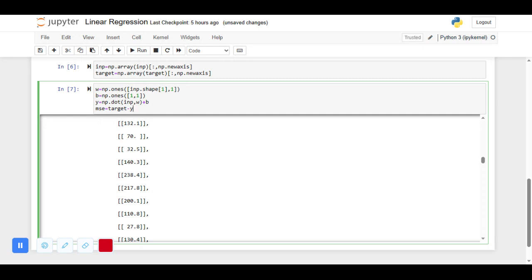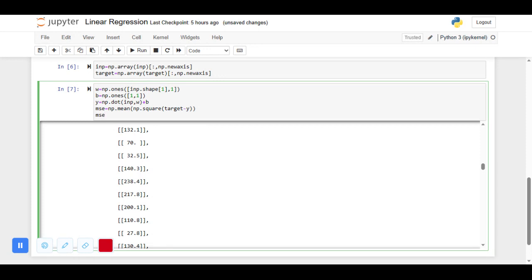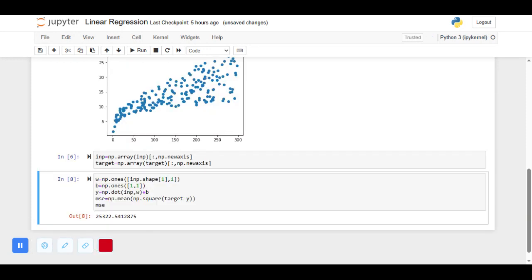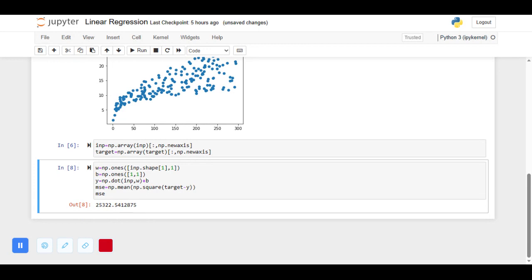As it is mean square error, we have to take the square of the error. For taking the square of the error, we can say square, and then for taking the mean value of the squared error, we can say np.mean in parentheses. Let's look at the MSE. Our MSE value is 25,322. It is a very big number.